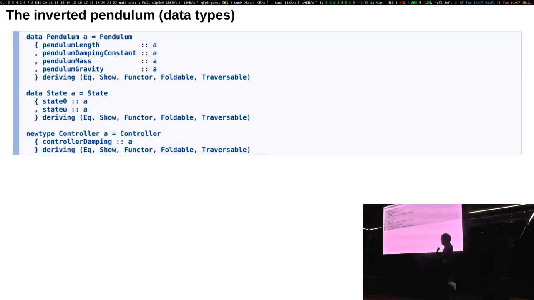Okay, so let's do some types. This is basically what we saw. We've got four parameters: the length of the pendulum, the mass of the pendulum, the damping constant, and gravity. In case you have a pendulum in space, we leave that adjustable. And then the state vector is two states, the rotation angle and the rotation rate. Don't worry about the controller yet.